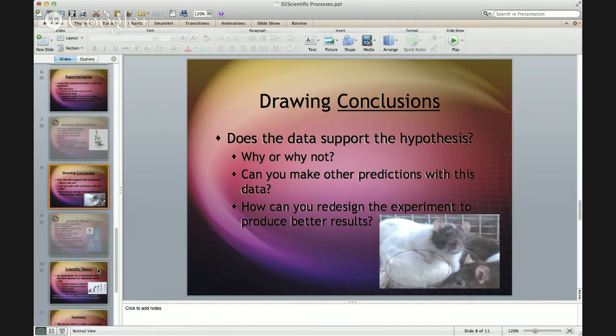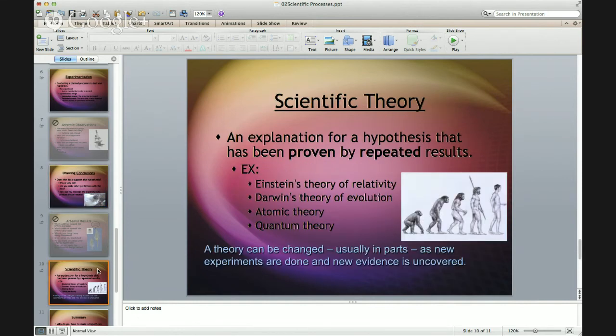And then we can put this all together, and there's this term, a theory, and most of you have probably heard this, you know, the theory of relativity, the theory of evolution. In science, a theory is that which we are most sure of, a hypothesis that's been proven by repeated results. It means we've done a test over and over and over again, and we keep getting the same results.